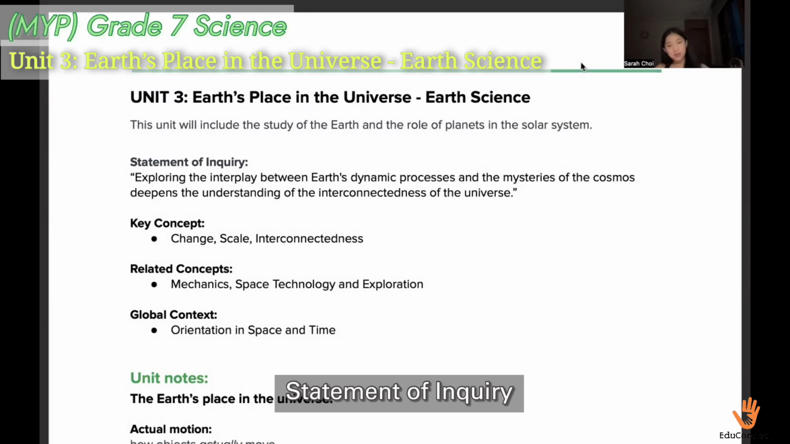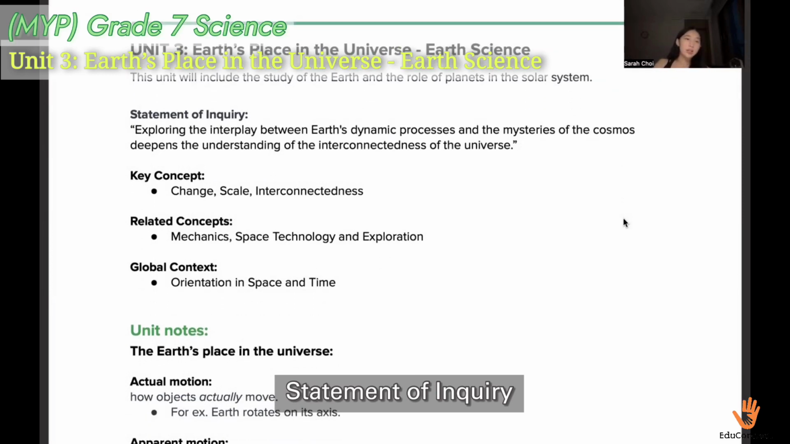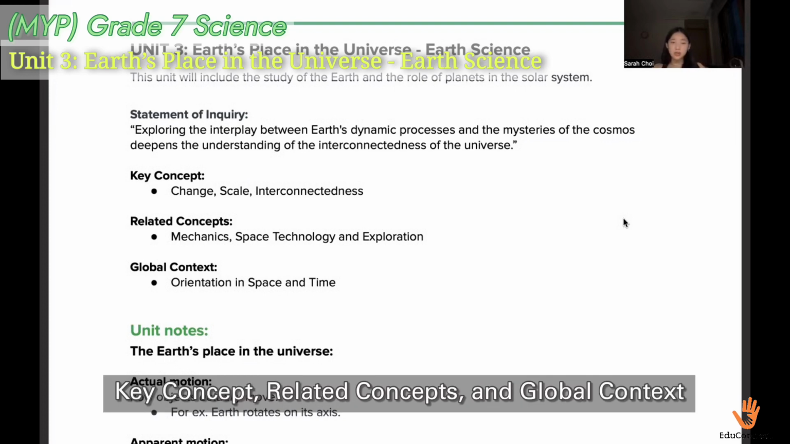So starting off with the statement of inquiry, as always, it states, exploring the interplay between Earth's dynamic processes and the mysteries of the cosmos deepens the understanding of the interconnectedness of the universe. The key concepts are change, scale, and interconnectedness. Related concepts are mechanics, space technology, and exploration. And finally, the global context is orientation in space and time.